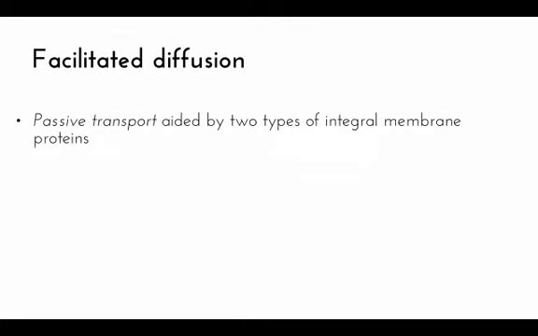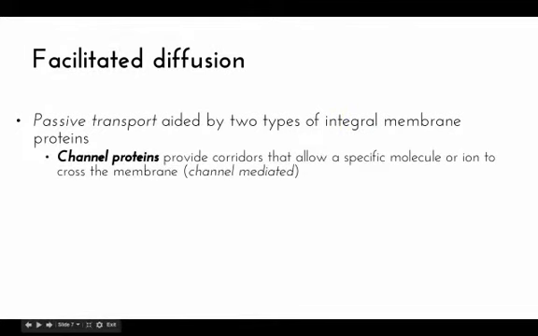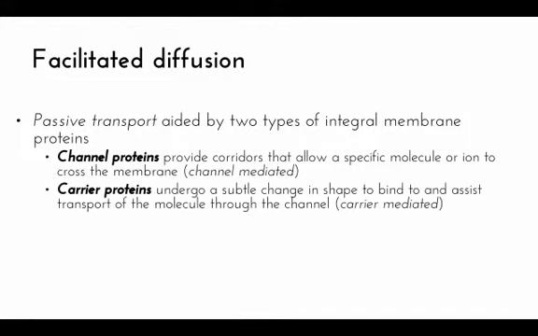Another type of diffusion is facilitated. Now, in this case, the molecules may be larger or they might be polar, so they have trouble getting through the phospholipid bilayer. What they do is go through the proteins that we're seeing embedded in the membranes, and there are two types. There are the channel proteins, which basically provide corridors, and also the carrier proteins, which undergo a little change, and they bind to and assist the molecule through the protein.